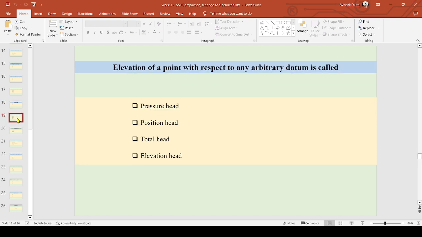This is once again a multiple select question. More than one options can be correct. Elevation of a point with respect to any arbitrary datum is called. The options are pressure head, position head, total head, or elevation head.